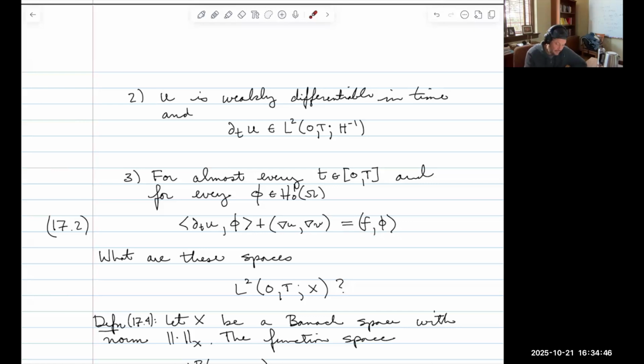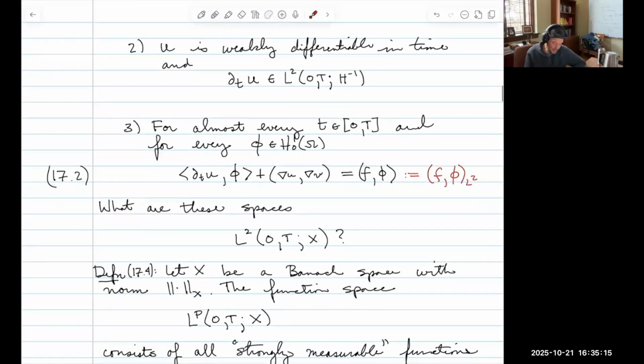And by the way, from now on, I'm going to get lazy, because you can see what I'm doing is I'm simply dropping the L2 on the inner product whenever it's understood. So that's the only inner product for which I will do that. It's always understood that if I don't write anything here, it's simply the L2 inner product, period.